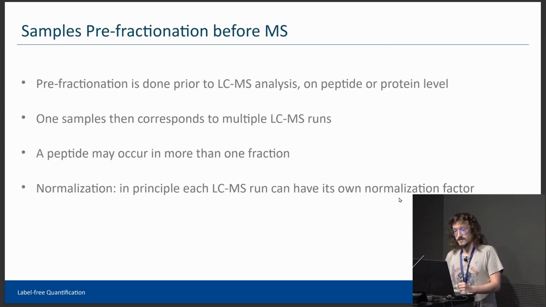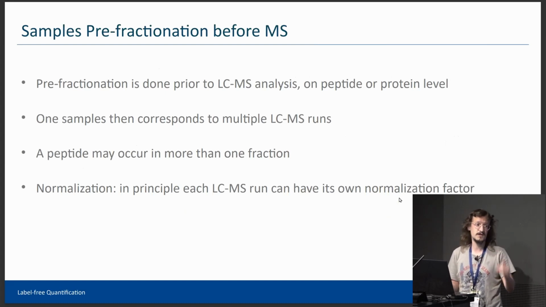But then there is a problem: you may prefractionate your data. Because of this, your peptides may occur in different fractions across your different MS runs. This problem must also be solved. And how to do this? Then there is the normalization.